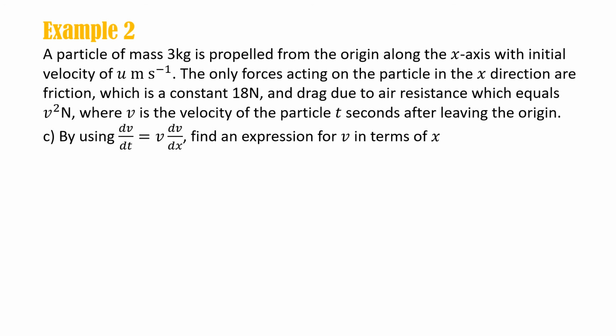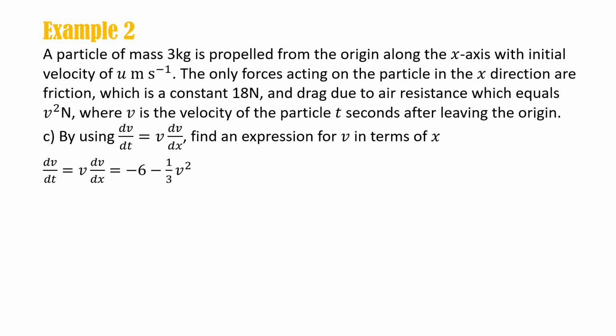And now for part C. By using that dv/dt is equal to v times dv/dx, we want to find an expression for v in terms of x. So going back to part A, what we've got is that dv/dt was equal to negative 6 minus a third of v squared. So we're going to have that equal to v times dv/dx.